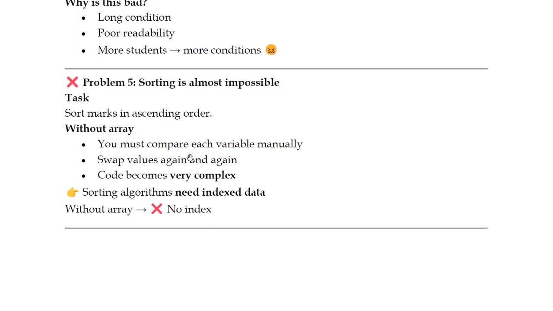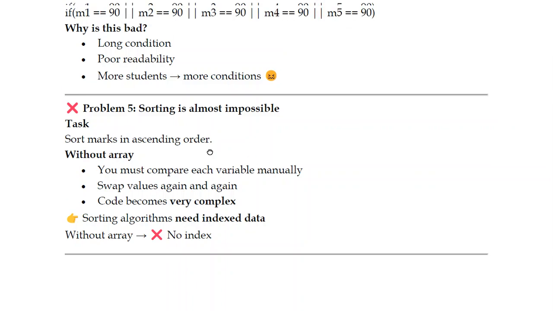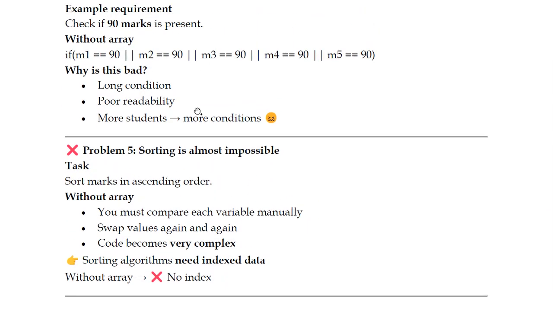Next, sorting is almost impossible. Sort marks in ascending order. You are going to compare from the first value to the next value. For example, I have values like 91, 95 in an unsorted manner. What you'll do, each and every time you check whether the first value is greater than the second value or not. Next, whether the second value is greater than the third value or not. One by one, from first till the last, 1,000 values, 10,000 values. Again, you are swapping the positions. So automatically the code becomes complex.